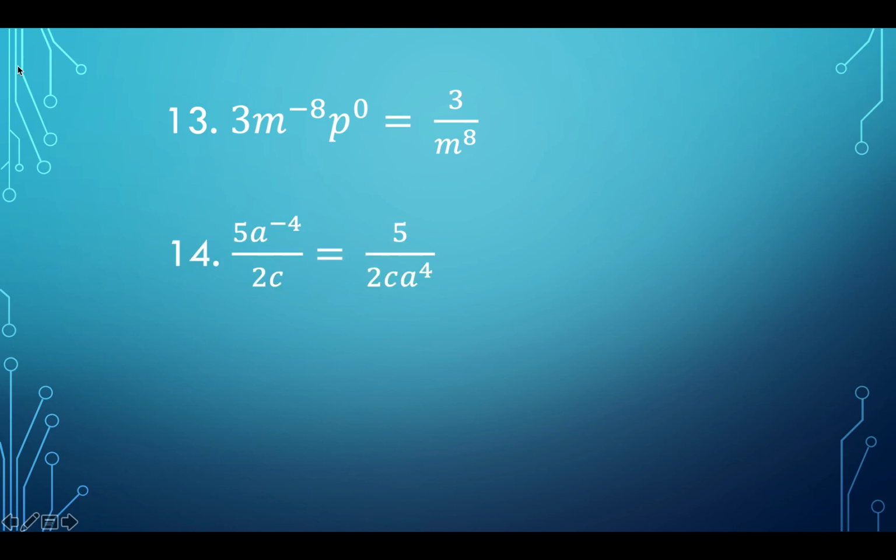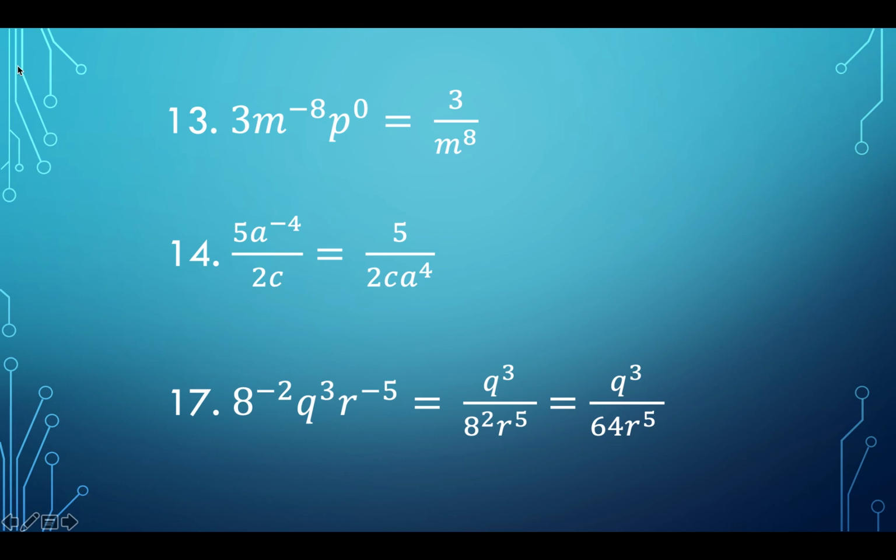And in 14, you have 5 times a to the negative 4 over 2c. So we don't like that negative 4 exponent in the top, so you got to bring it down into the denominator. So you're left with 5 over 2 times c times a to the 4th. Final answer, can't combine anything. That is it.